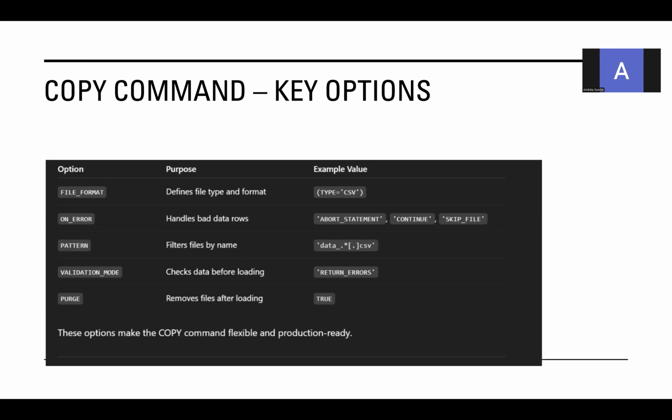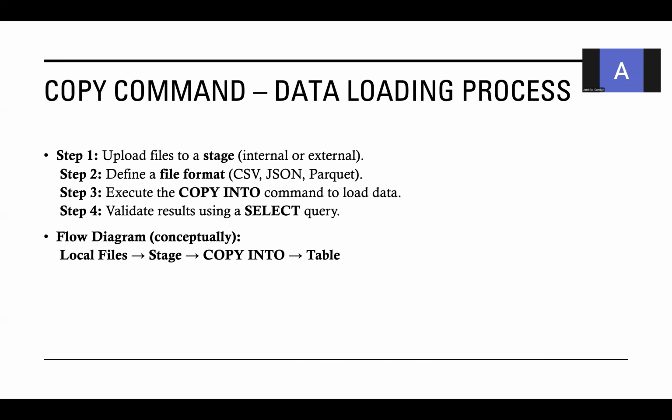You have to always check the data before loading, so that you are making sure that only the good data is coming to the Snowflake table, not the bad data. So you are going to check the data before loading and it is going to return the error. Purge: remove files after loading. It is going to remove the files once the files got loaded into the Snowflake data warehouse. So these are the parameters you have to maintain in the copy command while loading the data into the Snowflake data warehouse. Copy command data loading process: upload the files into the stage.